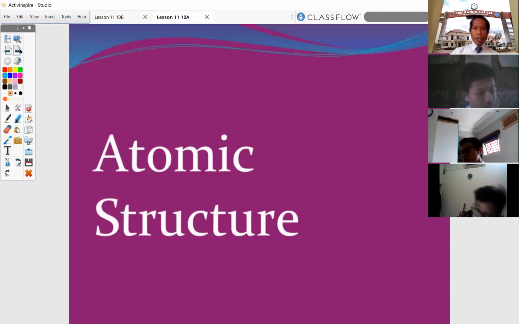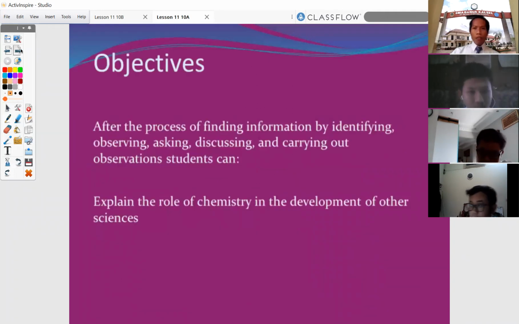So this is our topic. It is about atomic structure. And then this is the objective of the topics. Sorry, this is not the objective. Okay, actually the objective, this is the last lesson. The objective of this lesson is learning about the structure of the atom and also the subatomic particles. As we know, we have subatomic particles inside the atom, which are called the proton, electron, and neutron. So mainly we're going to talk about that.